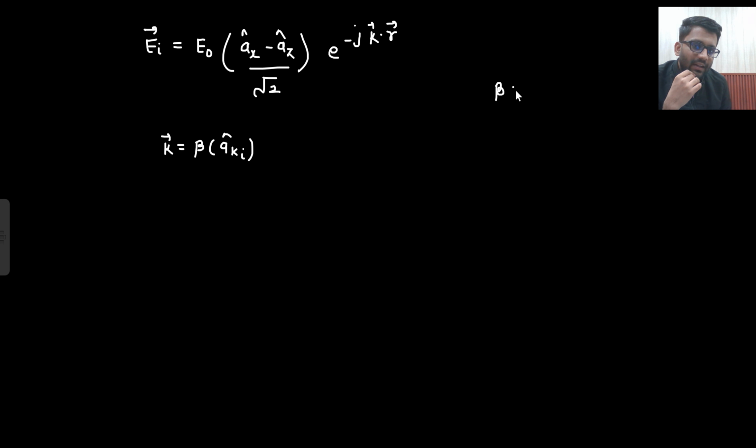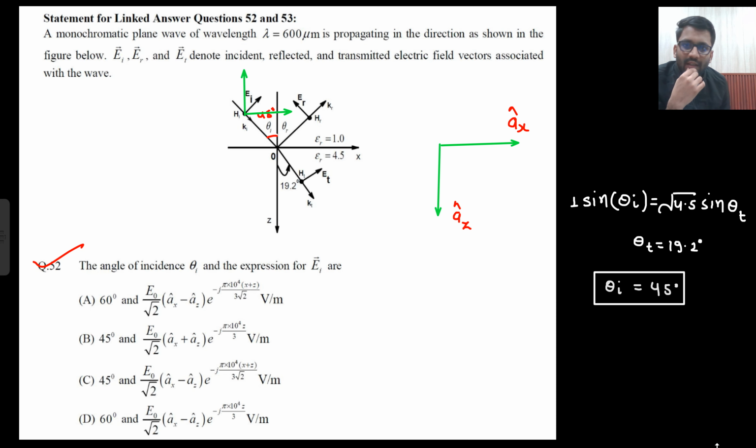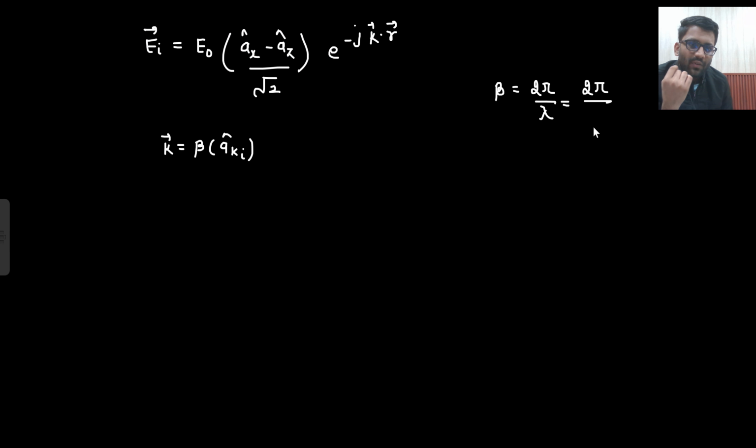What is the value of beta here? Beta is 2 pi by lambda. What is the value of lambda here? 6 into 10 to the power minus 4, sorry. So that is pi by 3 into 10 to the power 4. This is the value of beta, right? And what is the direction of propagation?